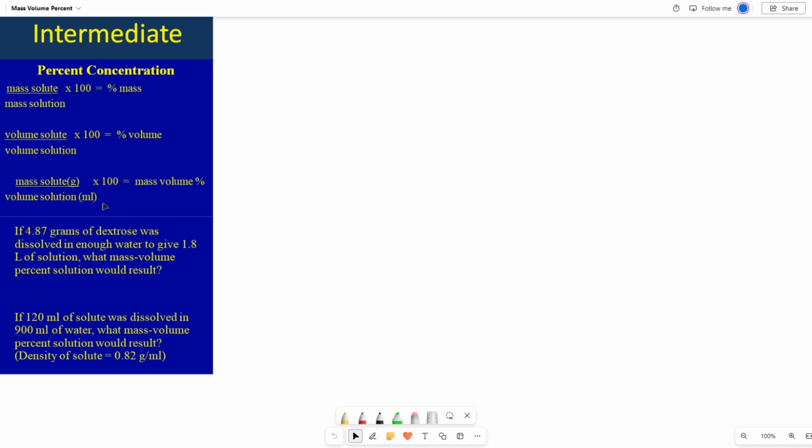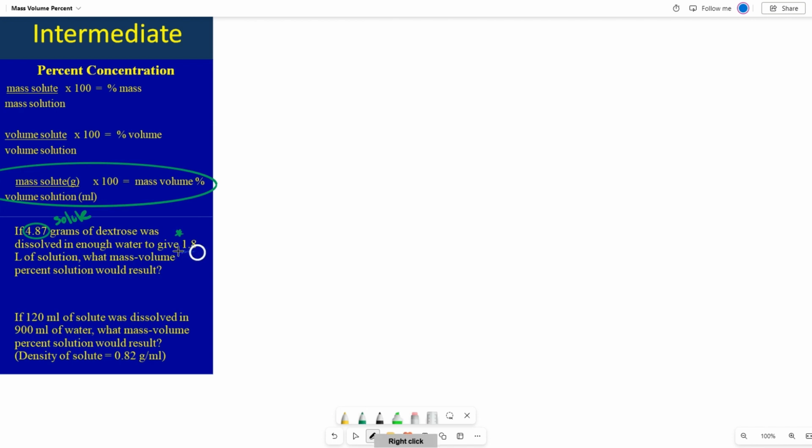So we'll keep track of that as we go through the two sample problems for this type of equation. If we take a look at the first problem, it says if 4.87 grams of dextrose was dissolved in enough water to give 1.8 liters of solution, what mass volume percent would result? All right, well, what's being dissolved? We have the 4.87 grams of dextrose. So this is the solute.